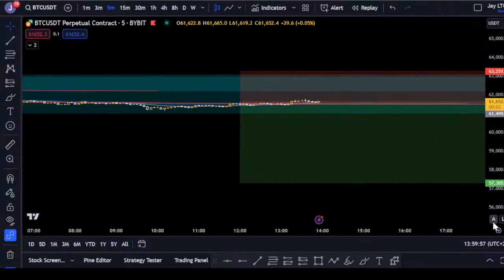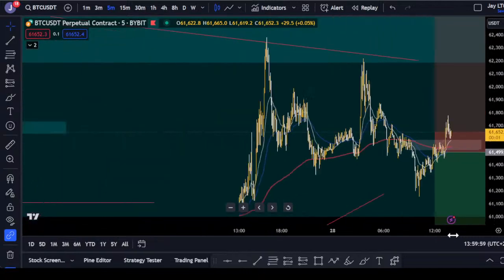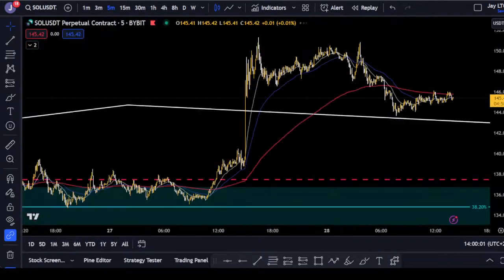And that is that for BTC. We will look much more on crypto.